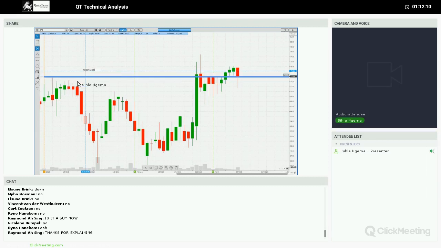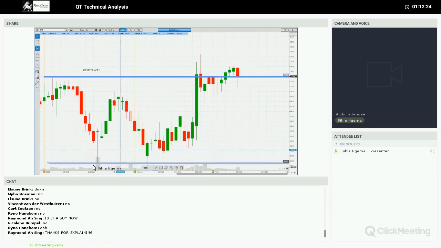Resistance 1 for this year, January. And let's see where our support 1 is. There is our support 1 for the very same month, January. Can anyone already identify what is happening here? That is support 1. Can anyone already identify what is currently happening?